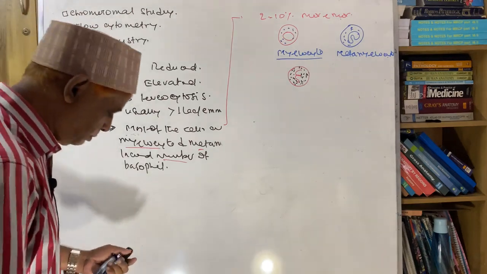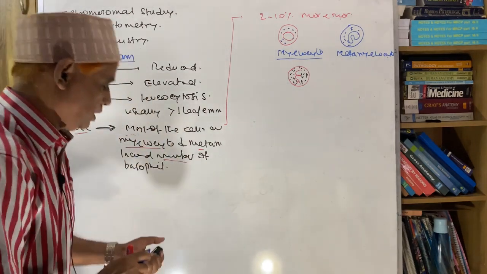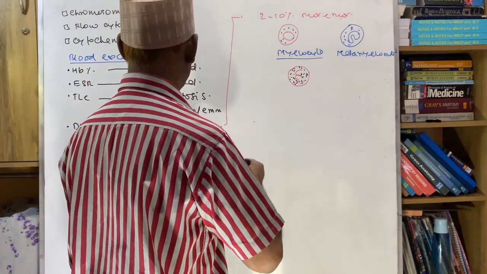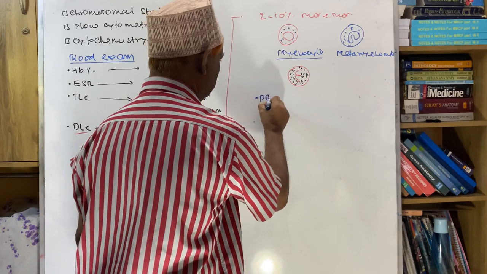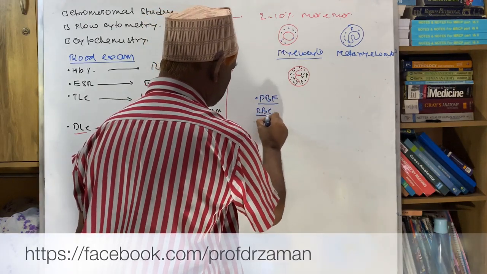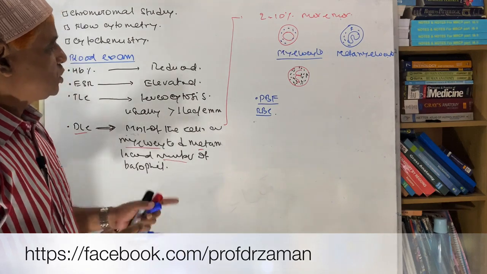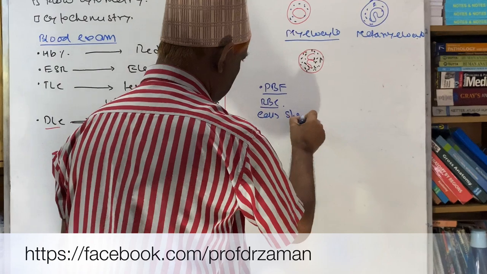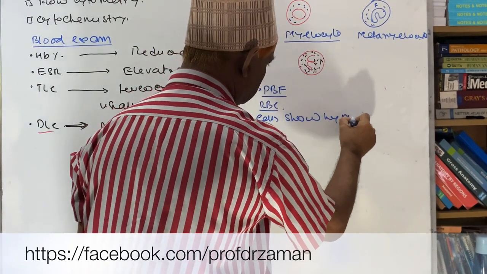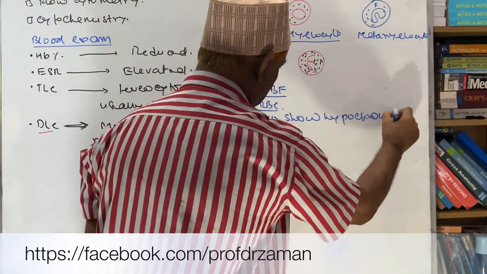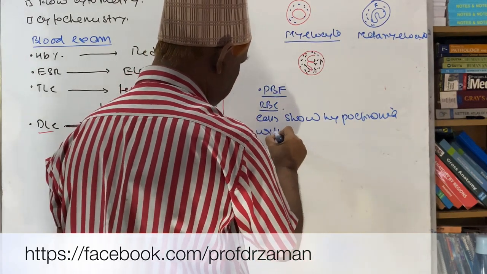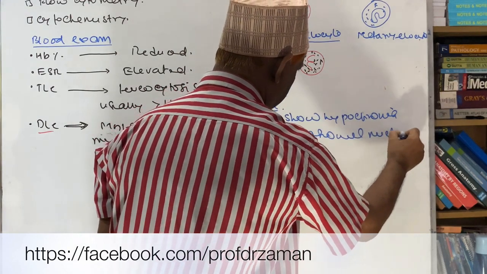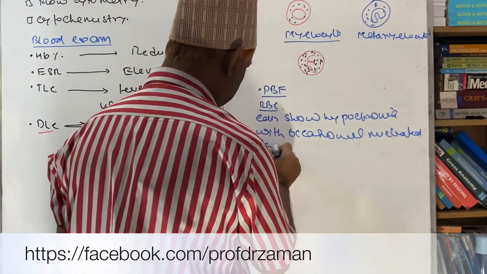Now come to peripheral blood film, PBF. We have to first search for the RBC series. The cells of the RBC series show hypochromia, with occasional nucleated red cells.